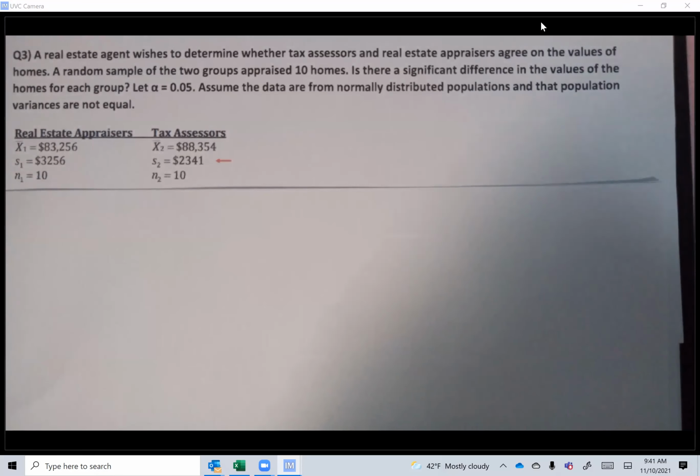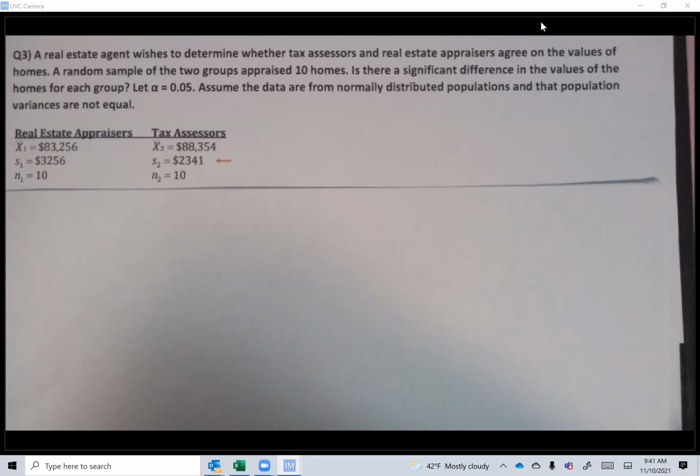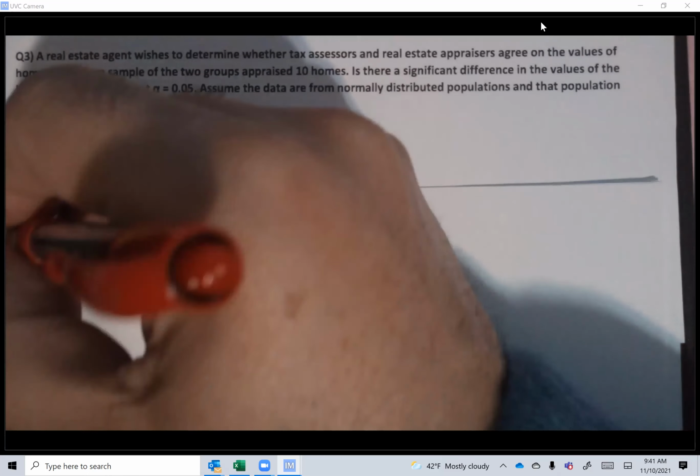A real estate agent wishes to determine whether tax assessors and real estate appraisers agree on the value of homes. A random sample of the two groups appraised 10 homes. Is there significant difference in the values of the homes for each group? Let alpha equal 0.05. Assume that the data are normally distributed and that population variances are not equal. First of all, guys, can you tell me what would be the null and the alternative hypothesis?